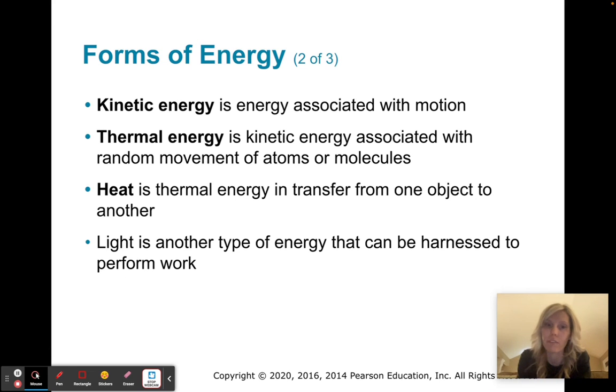And so light itself is another type of energy that some organisms can actually emit, which is really, really cool.